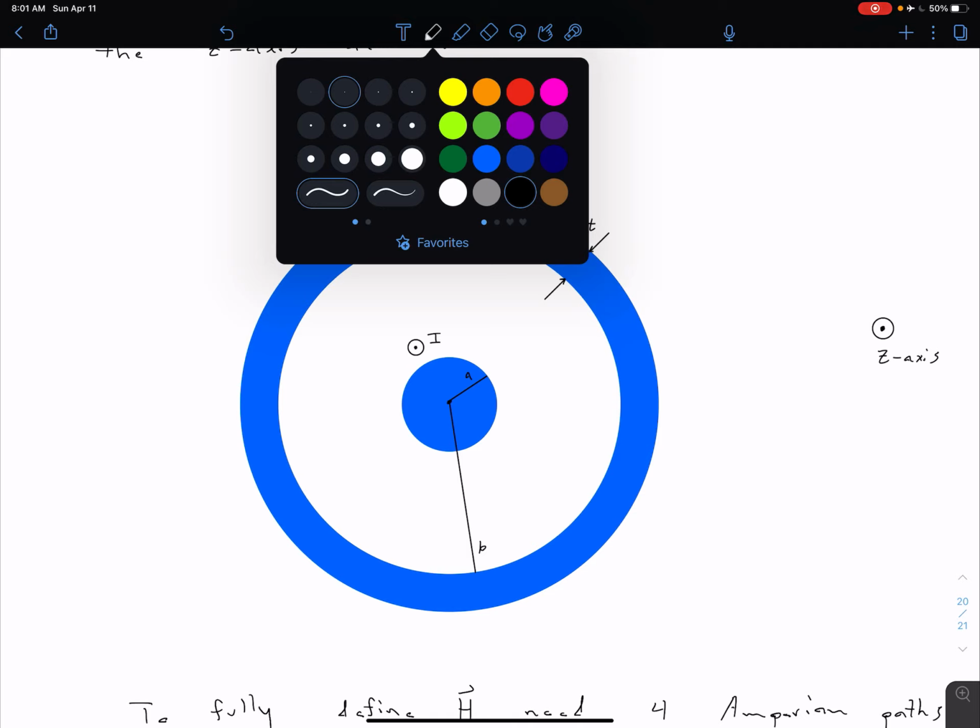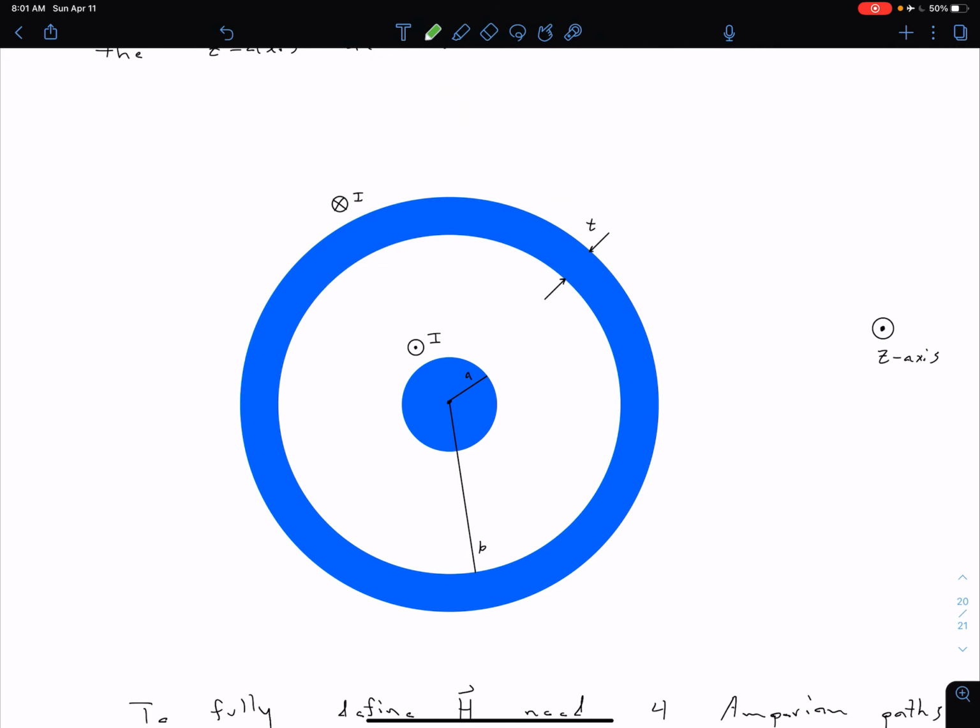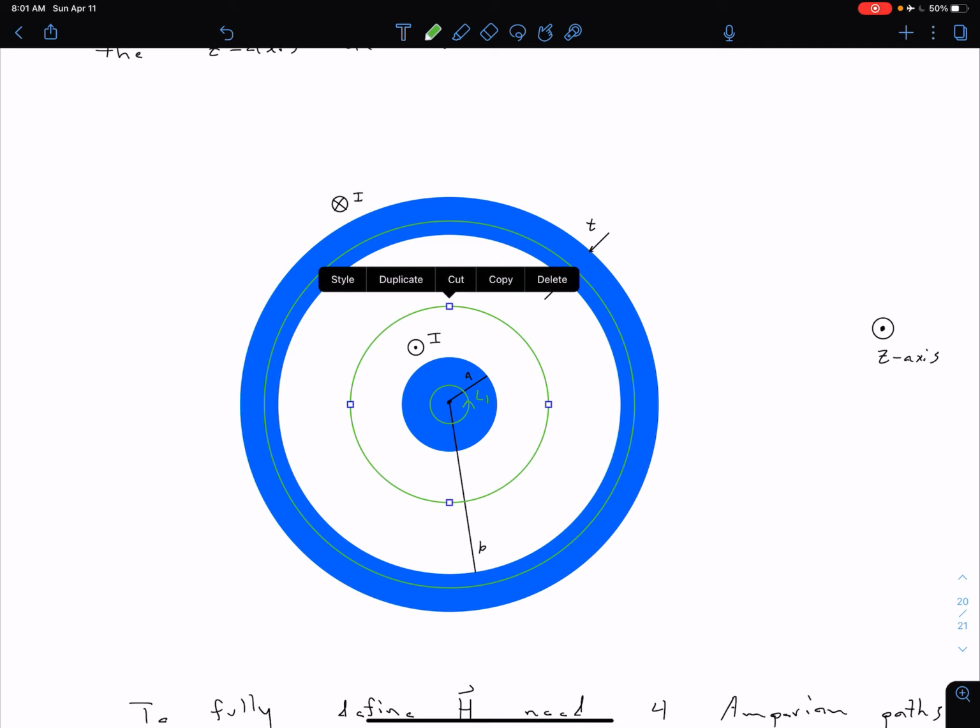Well, we're going to need one in each of our two conductors. We're going to need one outside of both conductors and one in between the conductors. So let's say we have one in here like this, and this is going to be in this direction, so we can call this our Amperian path L1. We also need an Amperian path which is in this outer conductor. We're also going to need an Amperian path which is in between our two conductors, and an Amperian path which is outside of our two conductors.